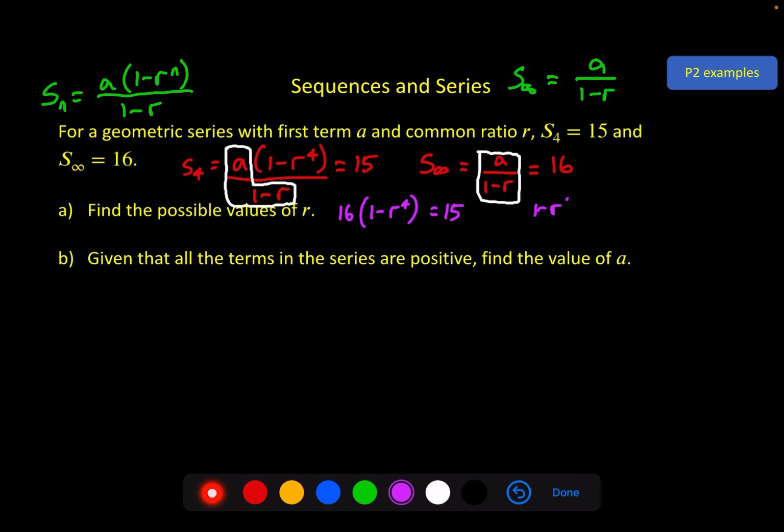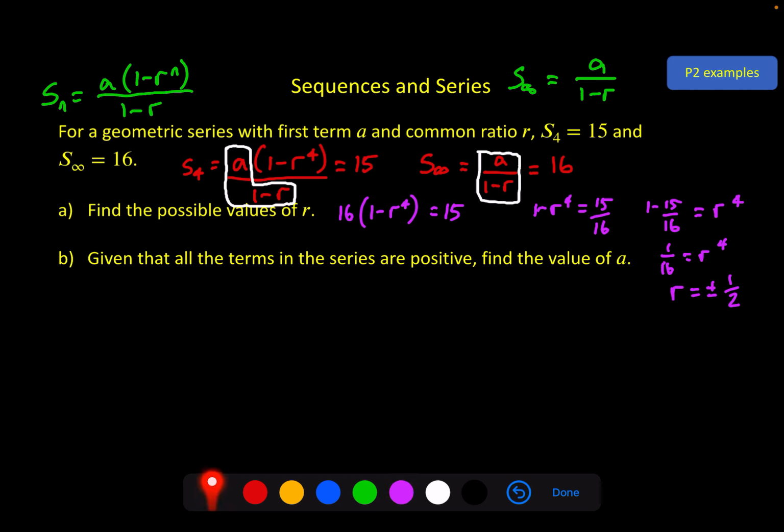So we've got 1 minus r to the 4 is 15 over 16. So 1 minus 15 over 16 is equal to r to the 4. I would work down the page if I had the space. And that is 1 over 16 equals r to the 4. Fourth root of that is 2, and it's plus or minus 1 over 2. So my two possible values of r are a half and minus a half.